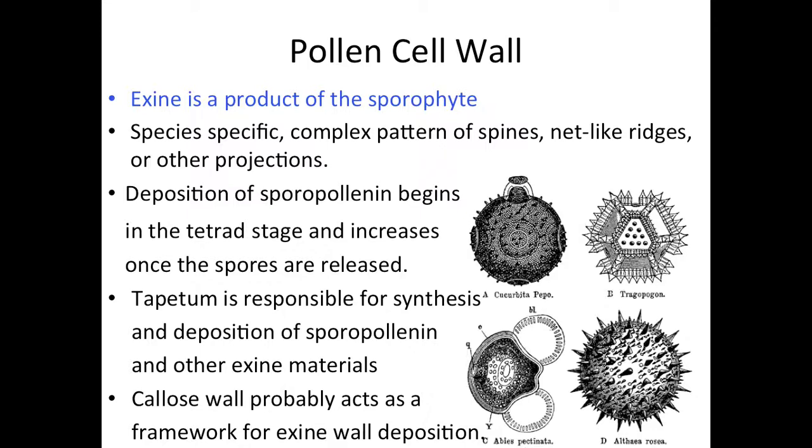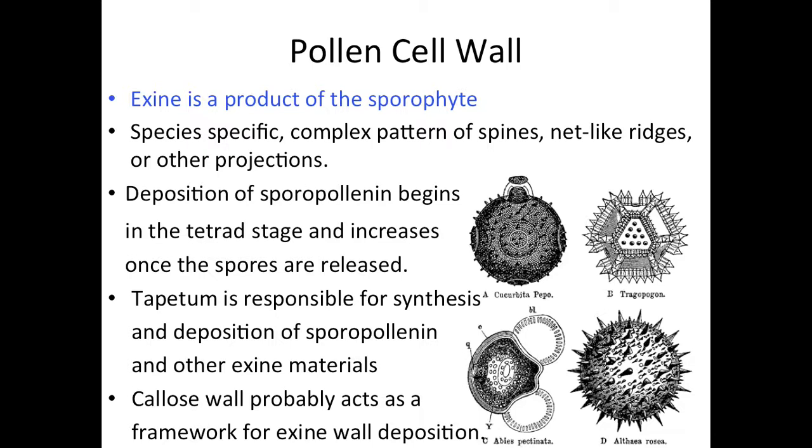It is the tapetum that is responsible for the synthesis and deposition of sporopollenin. And this is the reason why I always say the pollen grain is more or less the male gametophyte, because the sporopollenin is not made from haploid cells. Remember, the tapetum is part of the microsporangium.